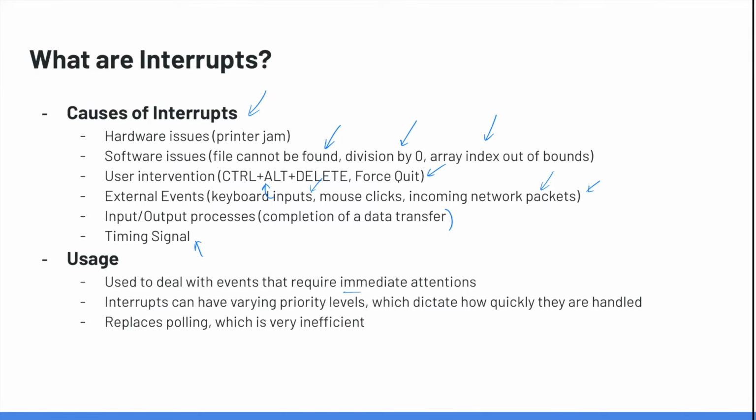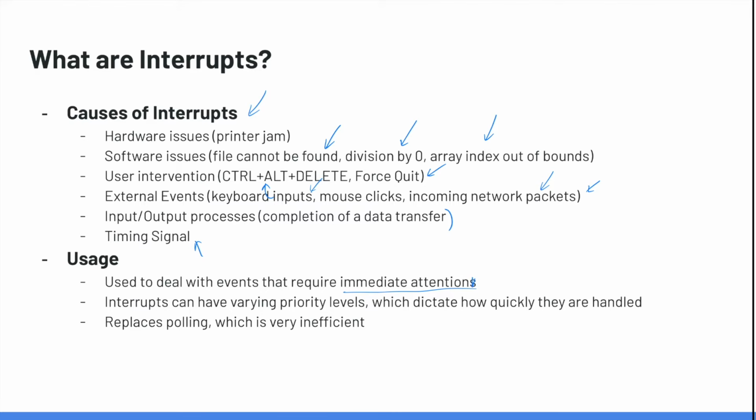Now, these are the multiple causes of interrupts, and these are used to deal with events that require immediate attention. Now, these interrupts can have different priority levels. So, for example, a blue screen of death is caused by an interrupt, and that's going to have a much higher priority level than, for example, the completion of a data transfer. So different interrupts, depending on the extent to which they affect the computer's operations and the processor operations, will have different priority levels.